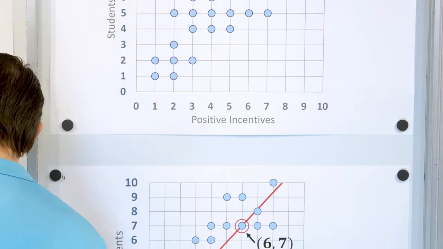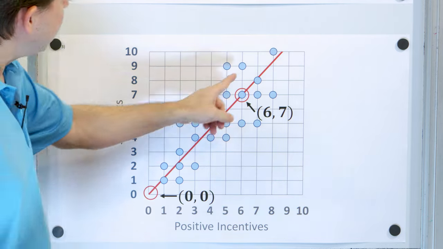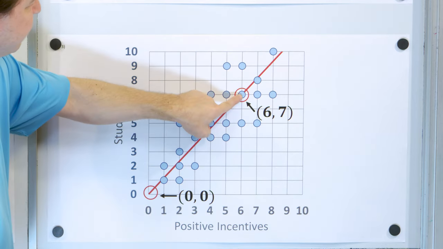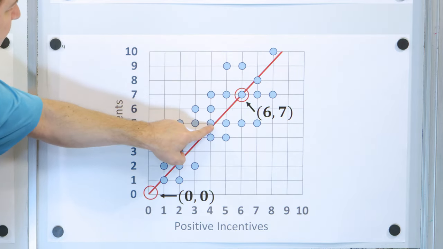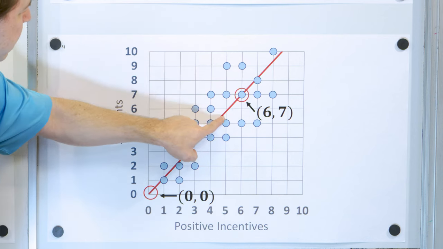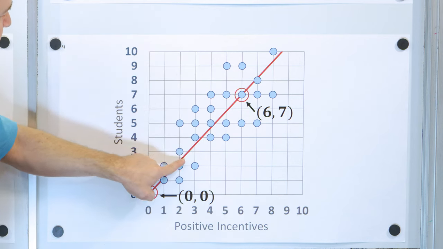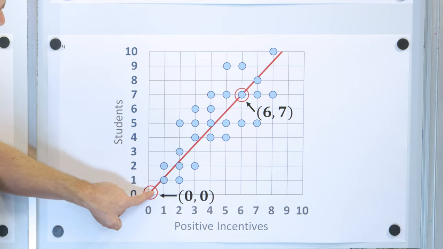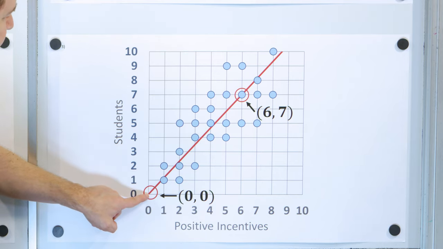Now, in this situation, this is what I chose here. I said that the line of best fit goes through this point, but it doesn't really quite hit this one. It doesn't hit this one, so it's not quite on there. Doesn't hit this one, does not hit this one. It actually hits the origin down here.